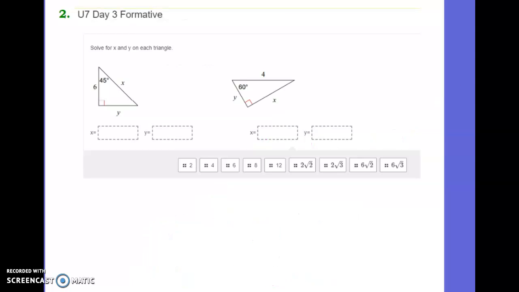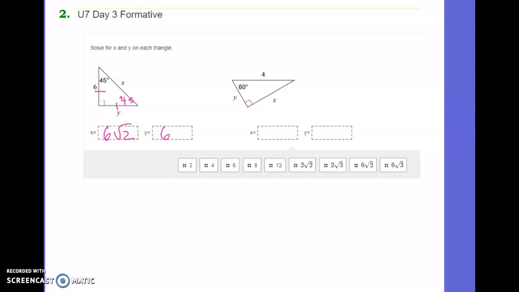Number 2. Solve for x and y. All right, so the first thing we notice is this is a 45, 45, 90 triangle. That means the length of both of the legs is the same. So y will be 6. And x should be 6 square root of 2.